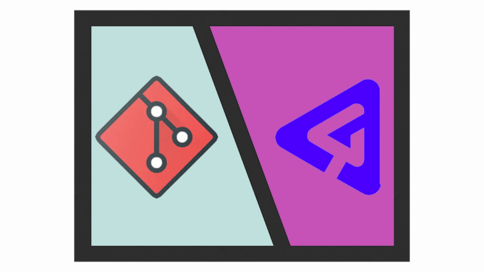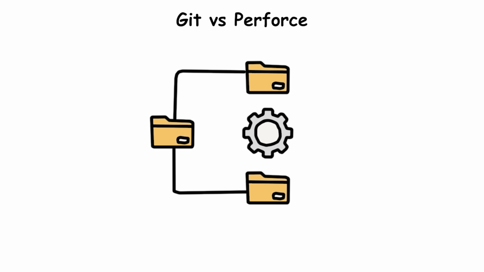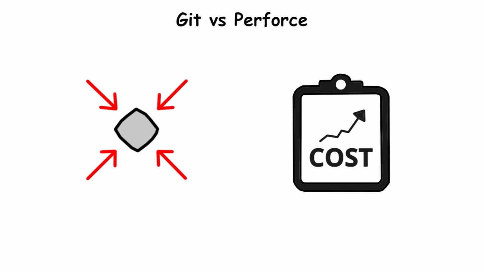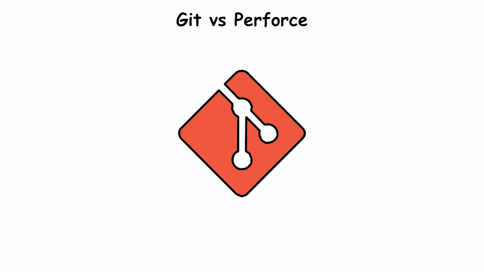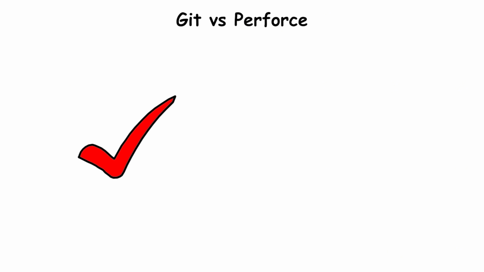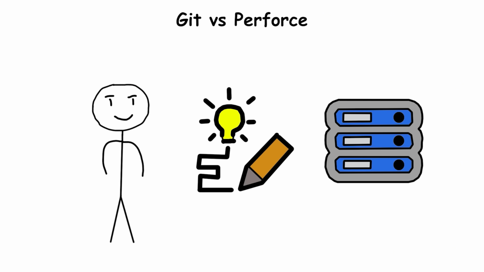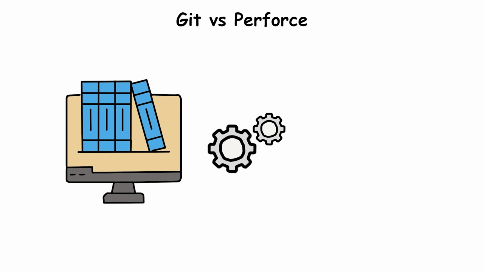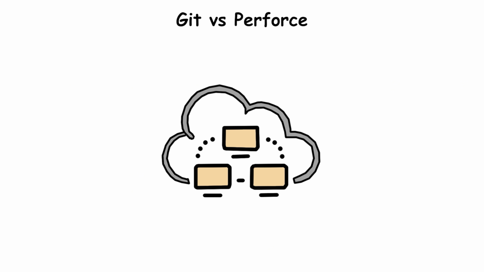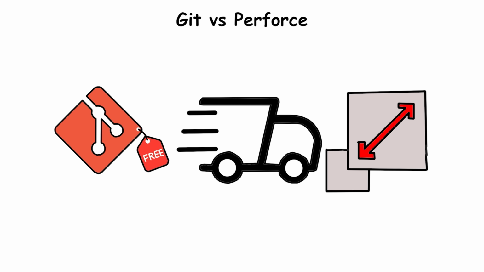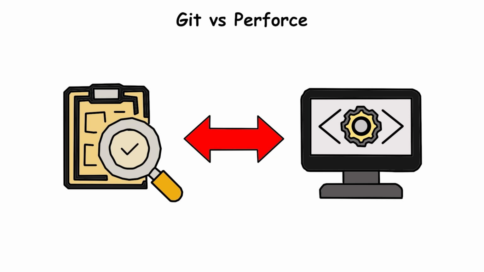Git versus Perforce. Before Git, many large companies relied on Perforce for version control. It worked well but was centralized and expensive, with licensing that made it hard for small teams to adopt. Git, created by Linus Torvalds, took a completely different approach: distributed version control. Every developer had a full copy of the repository, meaning you could work offline, branch instantly, and merge changes without waiting for a server. It was free, fast, and scalable, which made it perfect for both tiny open source projects and massive corporate code bases.